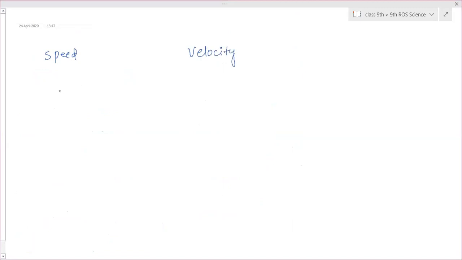Both the terms are denoted by V, but this is V bar, with an arrow over it. What does that mean? The arrow over it means it depends on direction. It is a vector quantity.